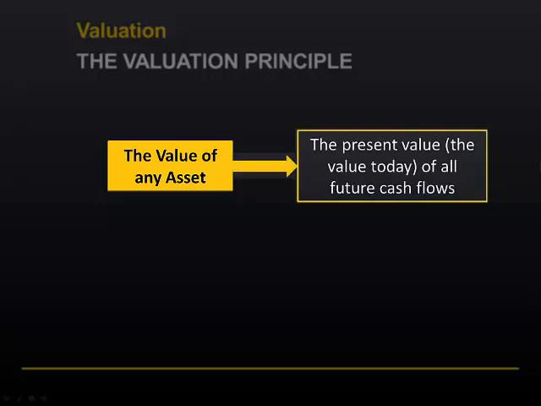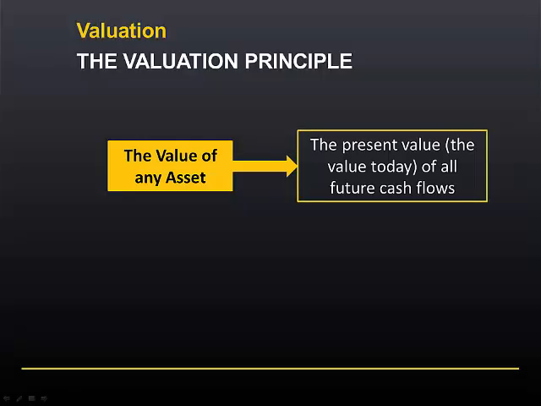The answer is that the value of any asset is the present value, or the value today, of all future cash flows. After all, those cash flows are what gives the asset value in financial terms. So the value of the cash flows determines the value of the asset. Notice the term present value. We will touch on what that means in this module, but we will go into it in much more detail in the next topic.